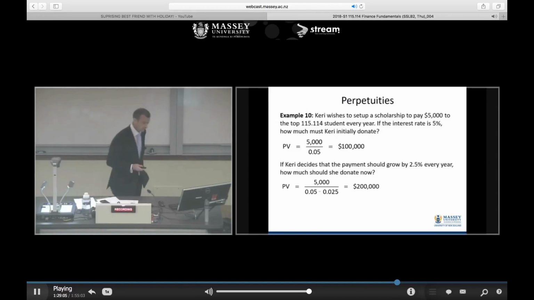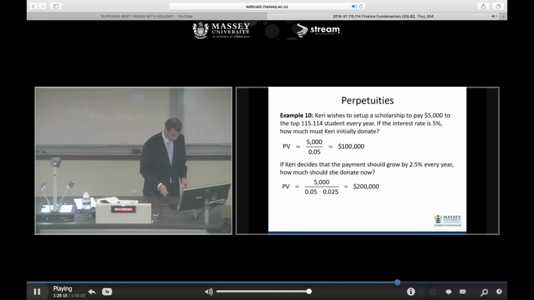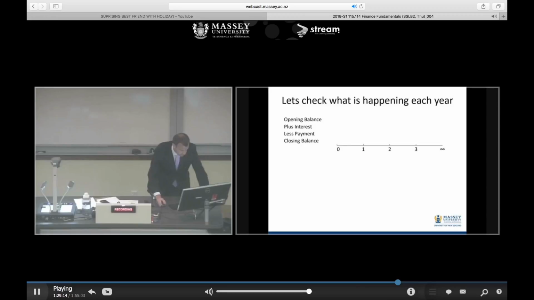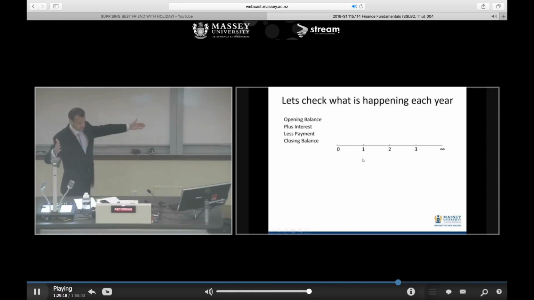So let's have a look and see what's going on with her money there. We're just going to run through sort of the first 3 years, and you'll see that it would continue on to infinity. But for the first 3 years, opening balance, and we're going to add the interest that's earned in that first year, less the payment. That's the scholarship payments, giving us a closing balance.